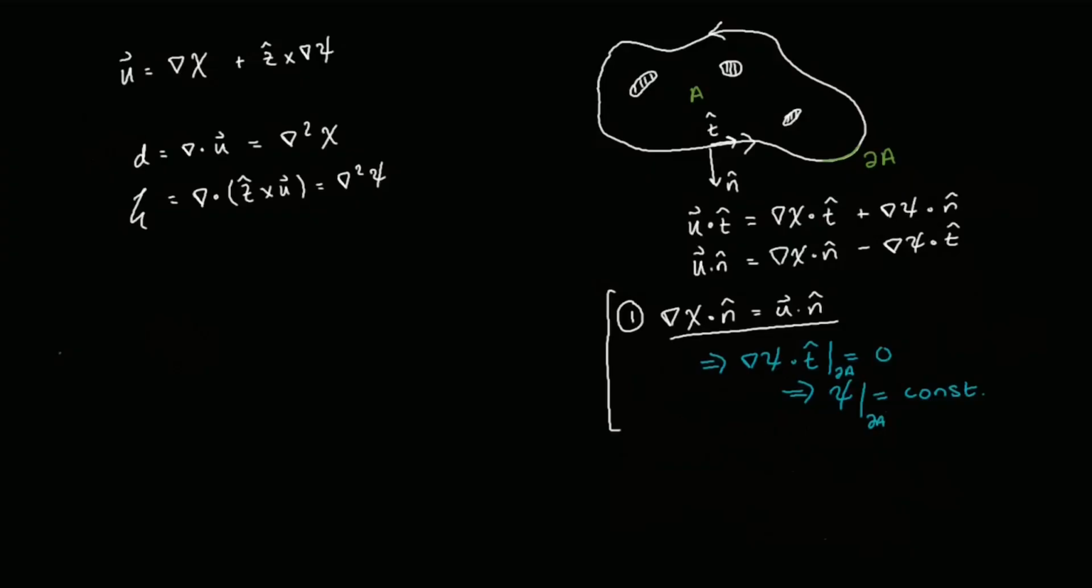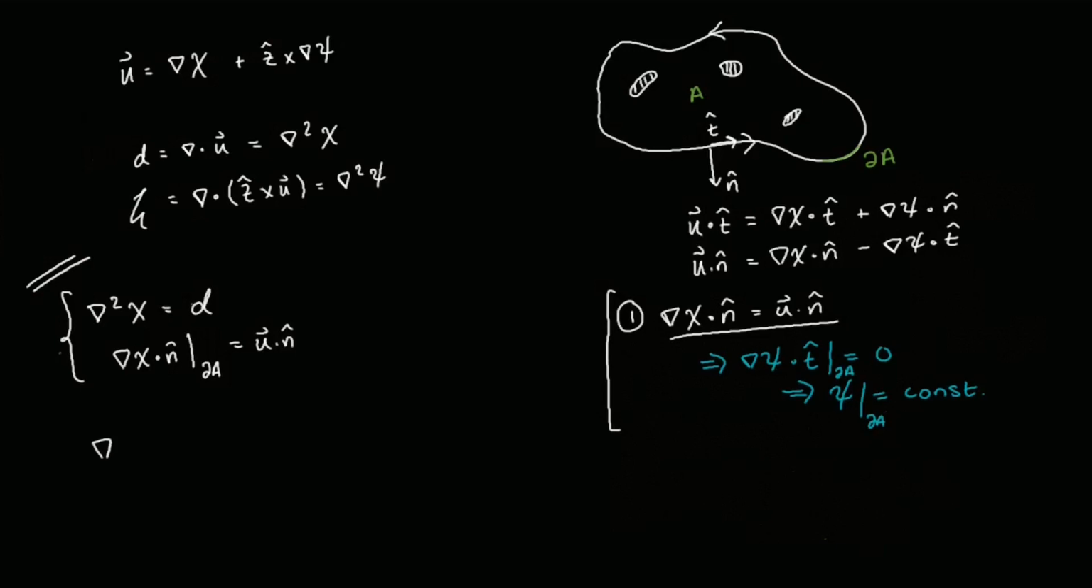So if I choose option 1, let's restate our problems here. We have del squared chi is d, and we have grad chi dot n hat on the boundary of A is u dot n hat. Okay, so that's for the divergent part.